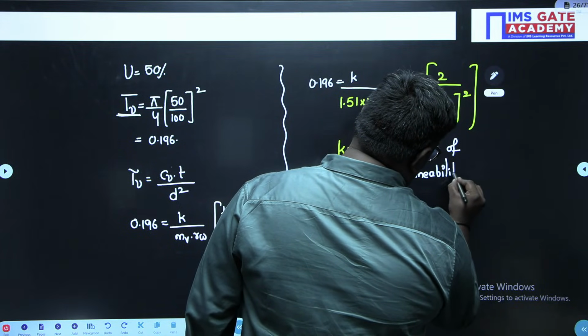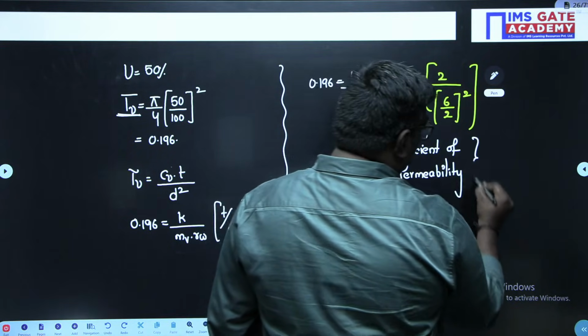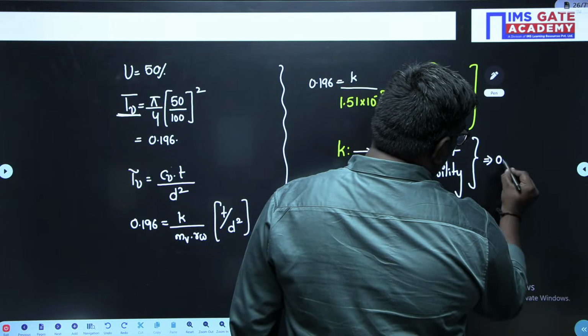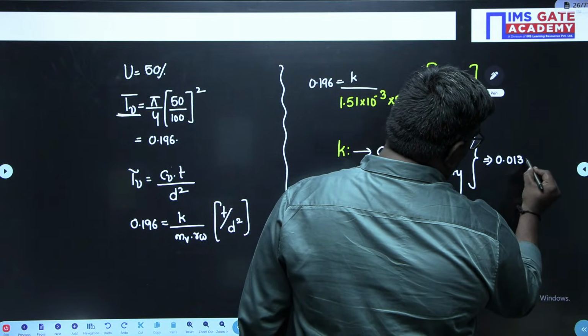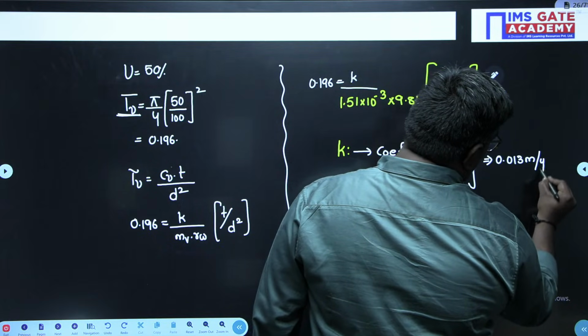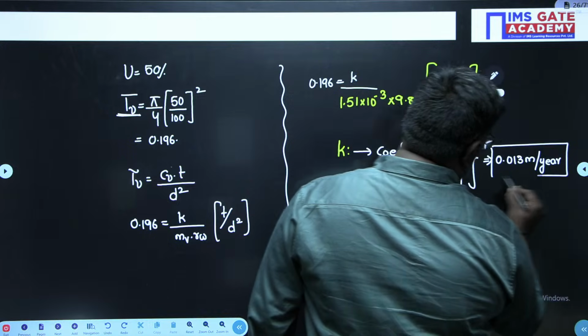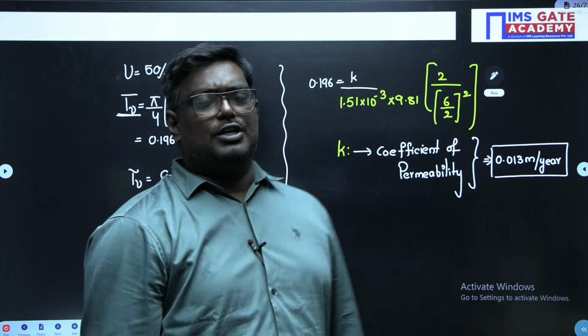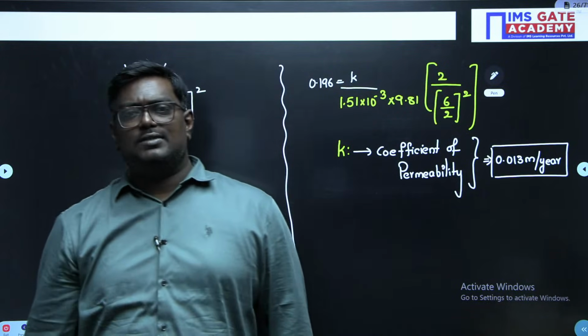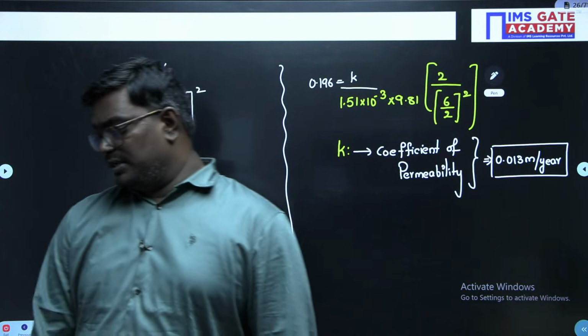What is coefficient of permeability? This will be taken as 0.013 meter per. Remember, the units of coefficient of permeability will be the same as velocity units. So please write down this.